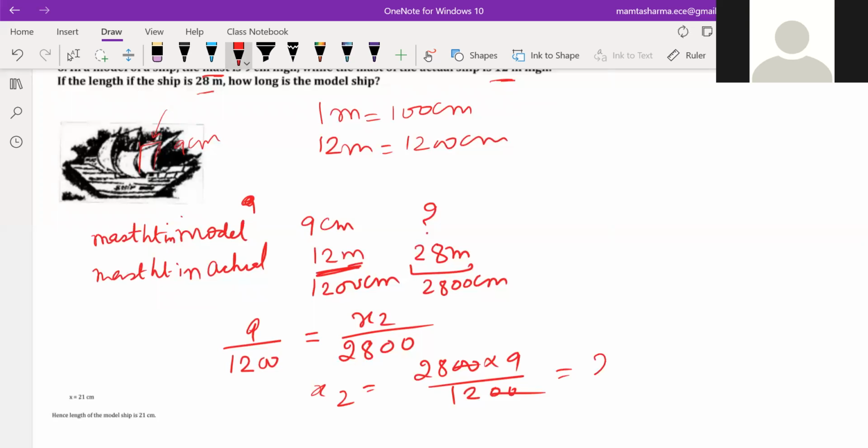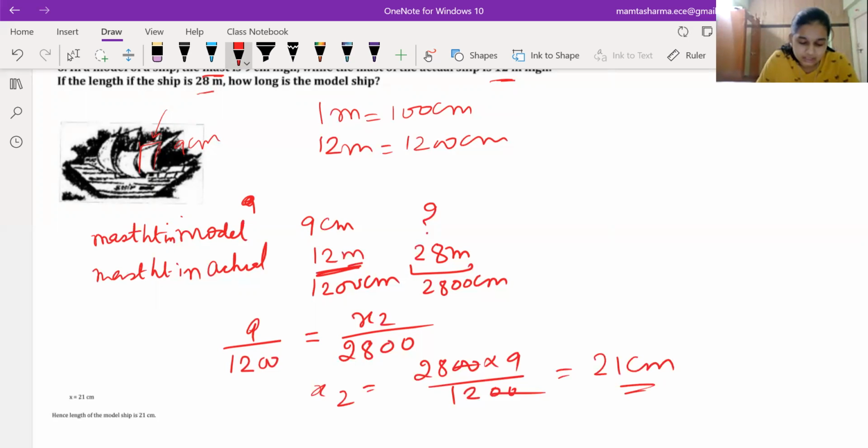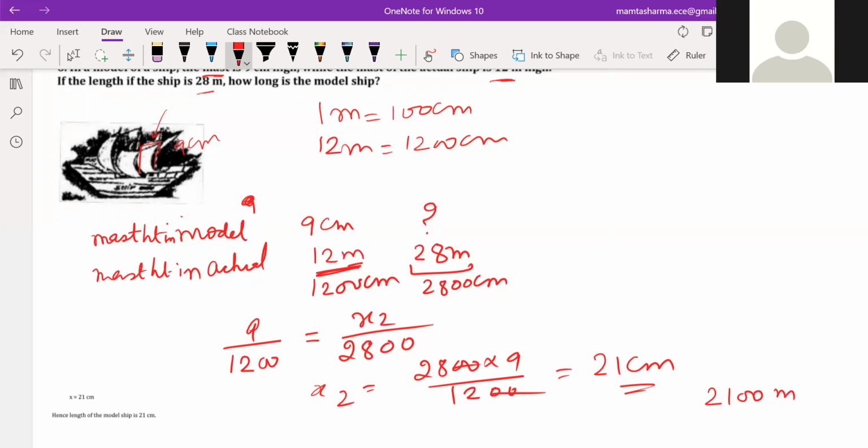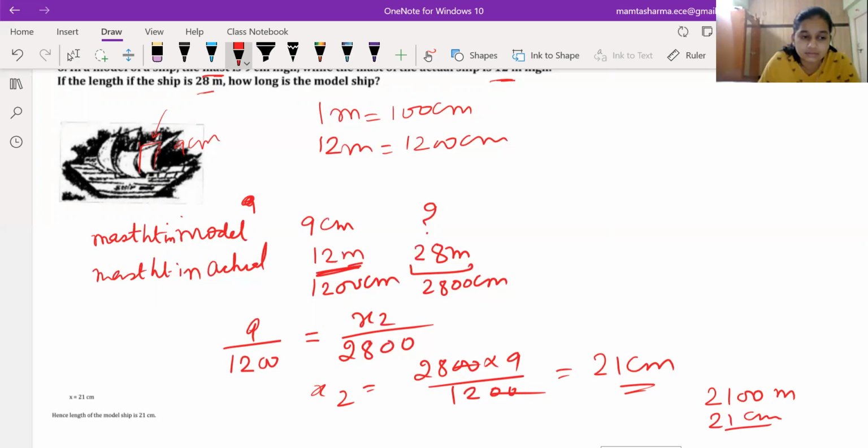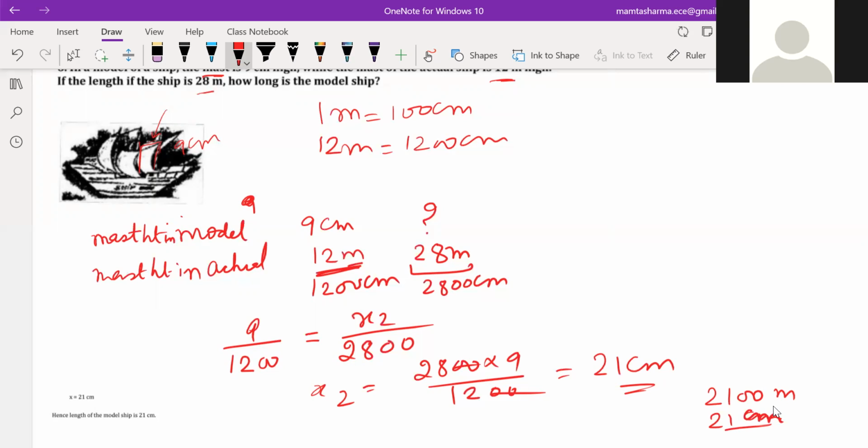And 21 centimeters. 21, ma'am, centimeters. But when we convert 9 centimeters to meters, we'll get the answer as 2100. So that 2100 meter or 21 centimeter, both are same. Okay, now 2100 we have to convert into centimeters by 100. How is 2100 meters 21 centimeters? She has converted this meter into the centimeter into meter. Ma'am, and so 21 meters will be 2100 centimeter, right?